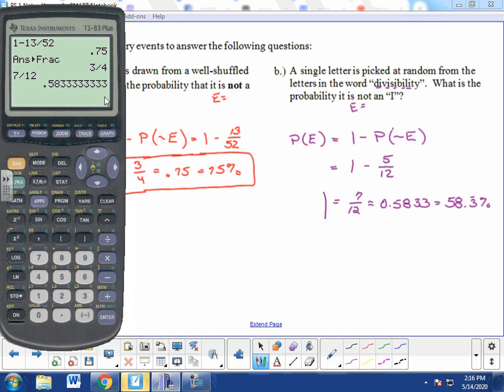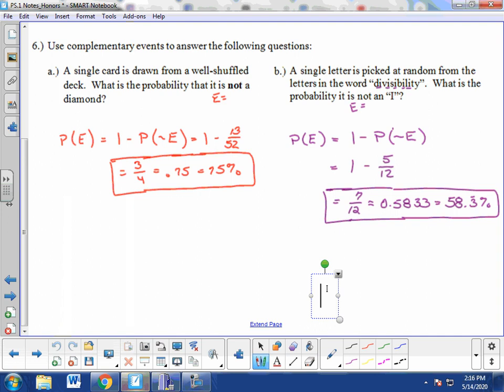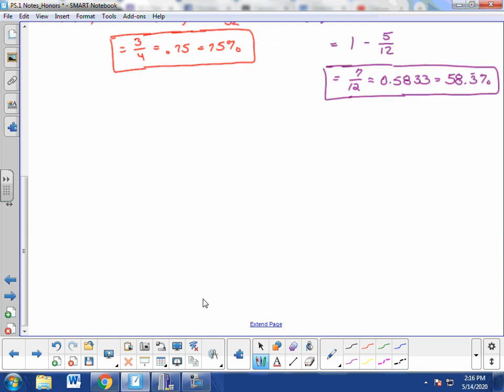Now again, this isn't the only way that you could do this problem. You could do the probability that it is not an I, so count up the D, the V, the S, the B, the L, the T, and the Y, and take that out of the total number of 12. You get the same answer. This is just giving us options. See if you can go ahead and pause the video and complete 7 in any way that you choose.